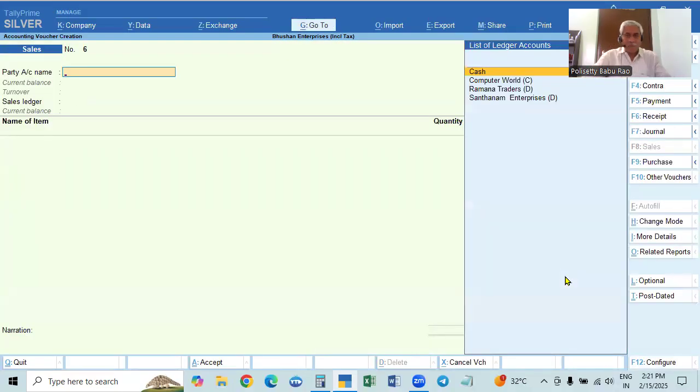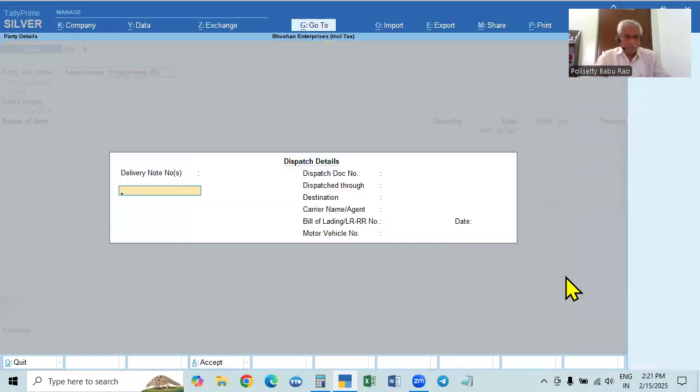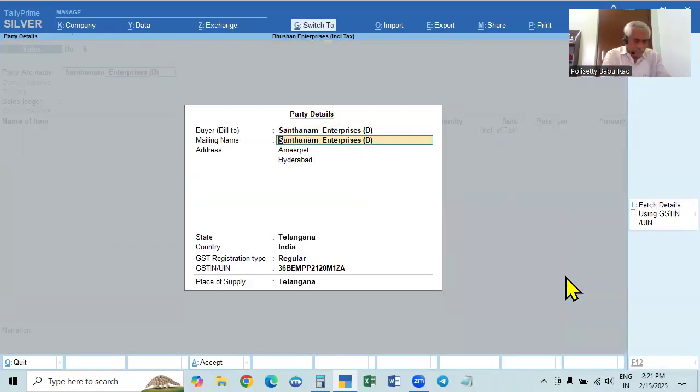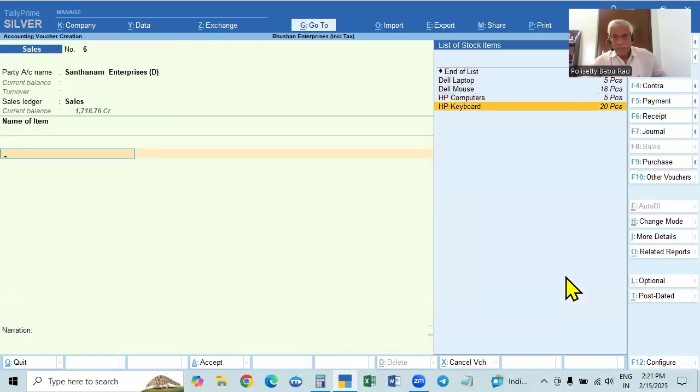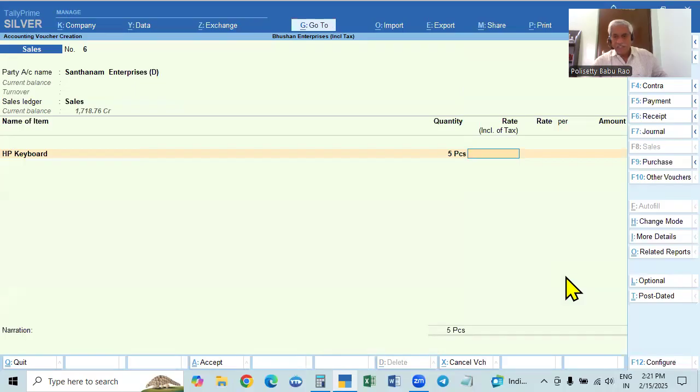And we will take another example. Again, we are selling to another person. Here we are selling, sales. See here, keyboard, we are selling 5 items. So the keyboard rate will be 750 rupees, for example.